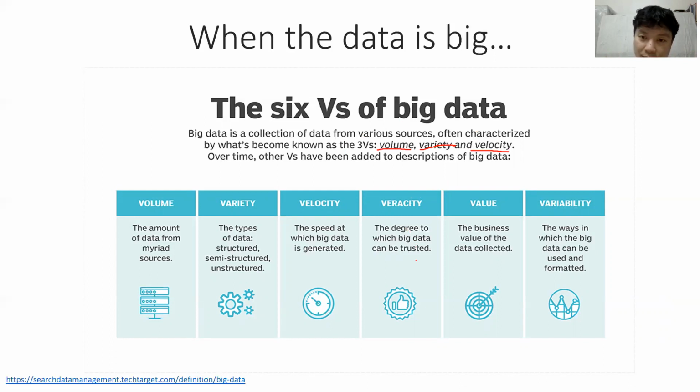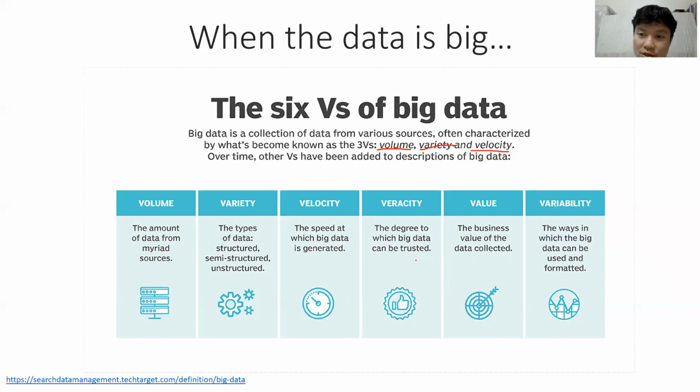Value, the business value of the data collected. It means when you have your data, you need to consider whether it is valuable or not. Maybe it is about money, then it's valuable. Or if it is not related to anything of the business value, you may think that it is secondary data.